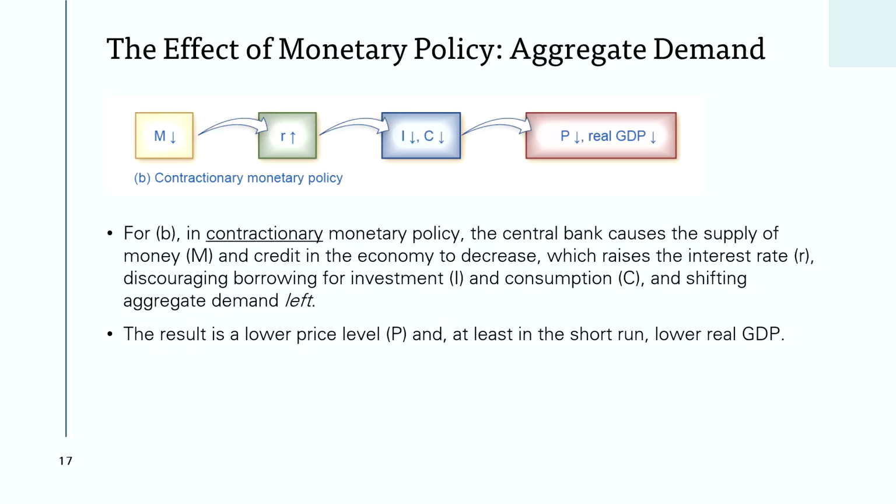In contractionary policy, the Fed reduces the money supply, interest rates rise, and borrowing decreases. Consumption and investment fall, shifting aggregate demand left, leading to lower real GDP and lower inflationary pressure.